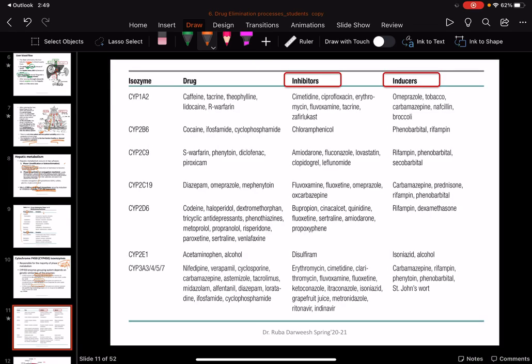According to the different isoenzymes in CYP450, we know that different substrates are metabolized by those enzymes. We also have inhibitors and inducers, and that's why we usually have drug-drug interactions according to whatever is happening at the site of those CYP450.